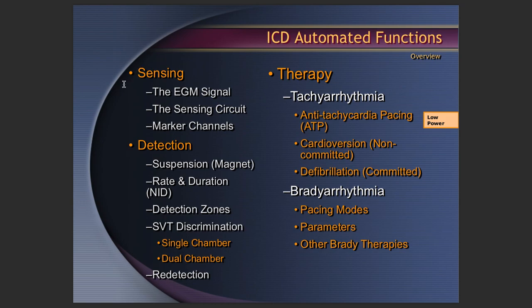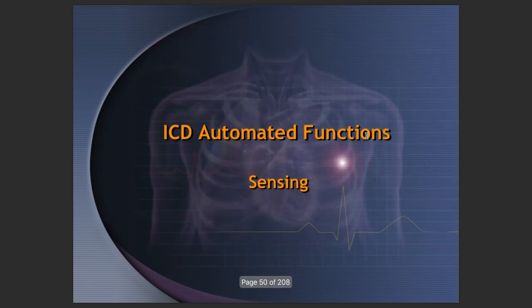Sensing is in terms of the EGM signal, the sensing circuit, and the marker channels. Similarly for detection, you are using the magnet. They will be doing SVT discrimination, re-detection, or the detection zones. Similarly, what about the rate and the duration? Similarly, about the therapy as well. Therapy has different types: bradyarrhythmias will have different pacing modes and parameters, so bradytherapies will be there. Similarly, tachyarrhythmias have their own anti-tachycardia pacing, or maybe cardioversion or defibrillation as well.